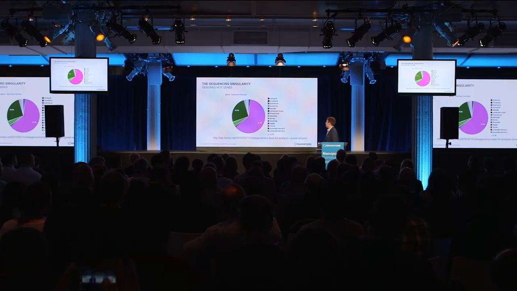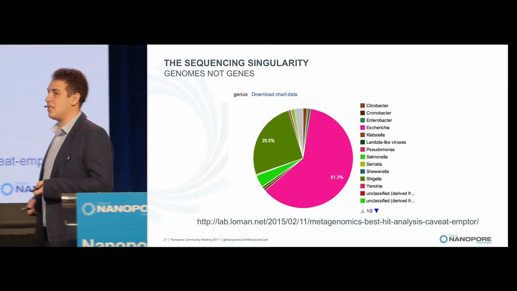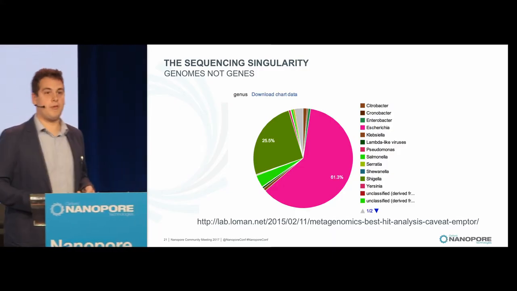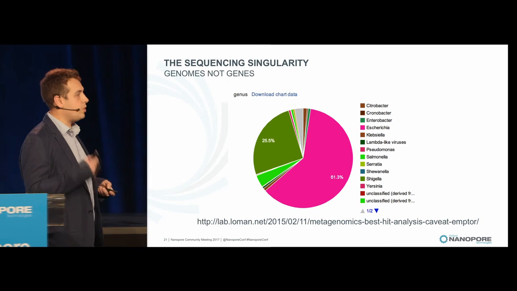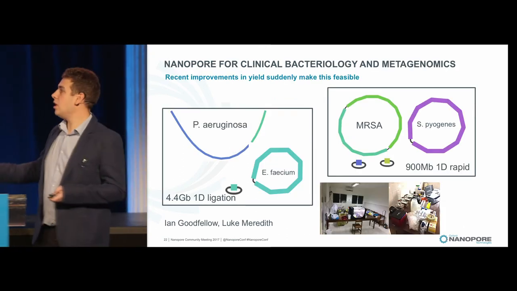You get Escherichia and Shigella. They're the same thing, it makes sense. But you also get a whole bunch of other Enterobacteriaceae taxa. That's really not going to be good enough for clinical diagnostics from genomes. We need the whole genome sequence.